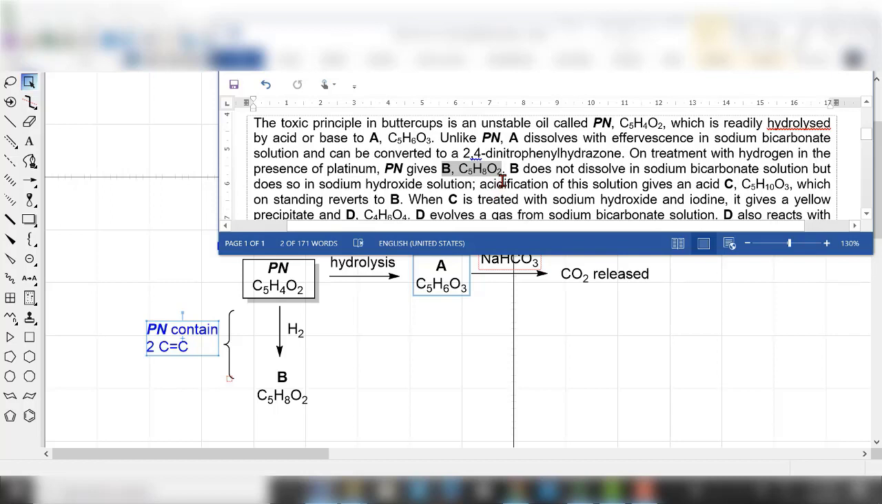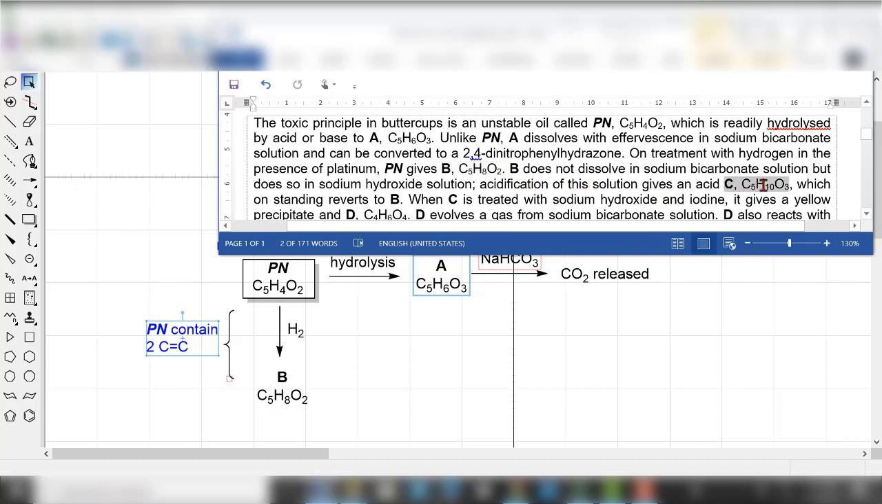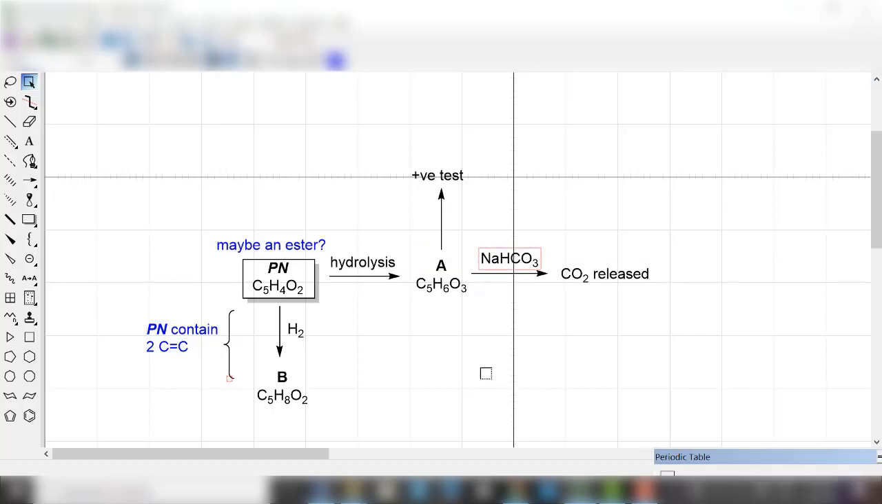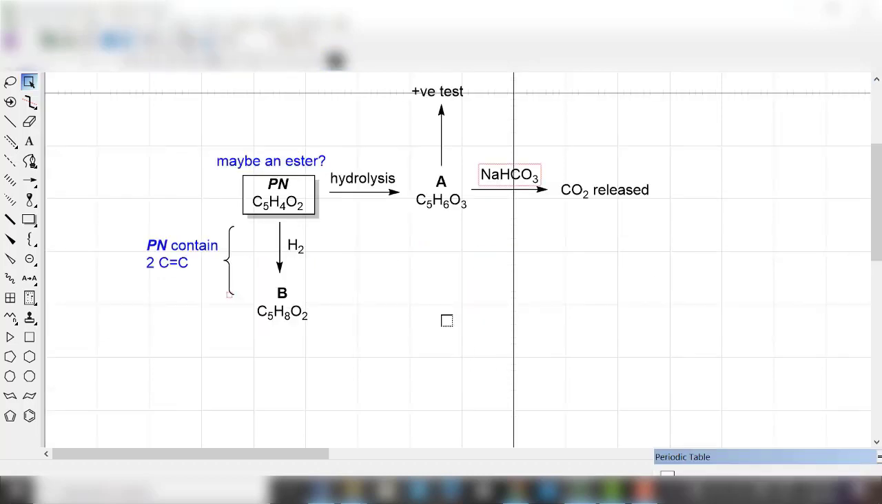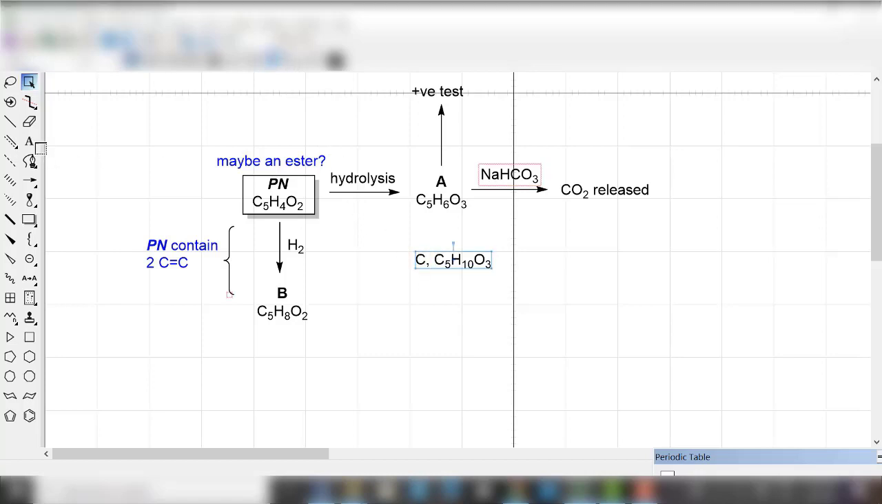And then they tell you that P does not dissolve in sodium bicarbonate solution, but does so in sodium hydroxide solution. Acidifying it gives you acid C. So acid C has this formula. So acid C is thus likely to be a carboxylic acid.